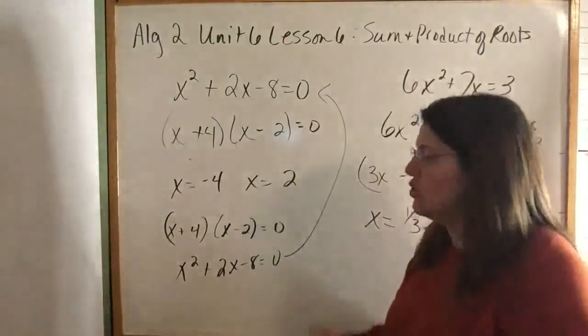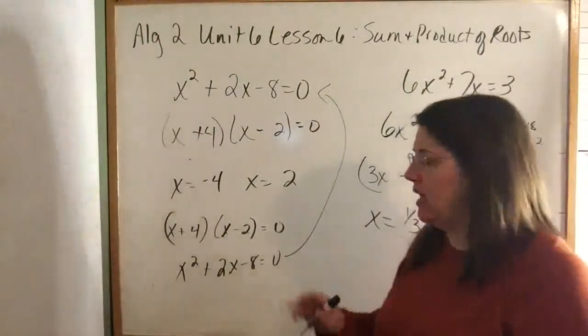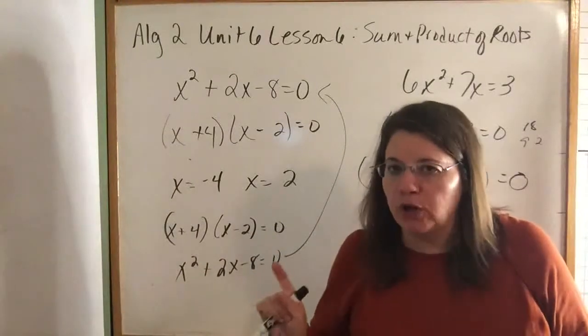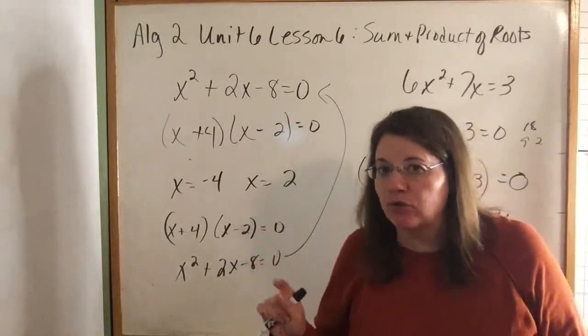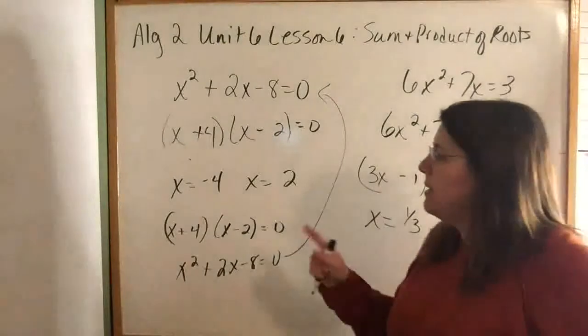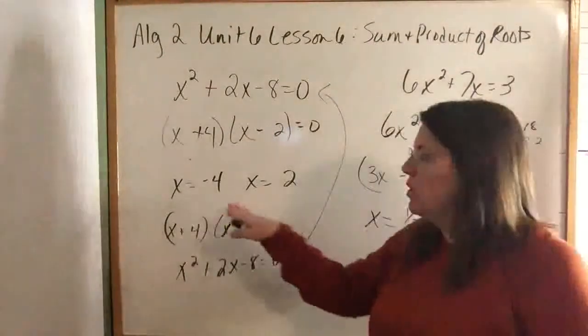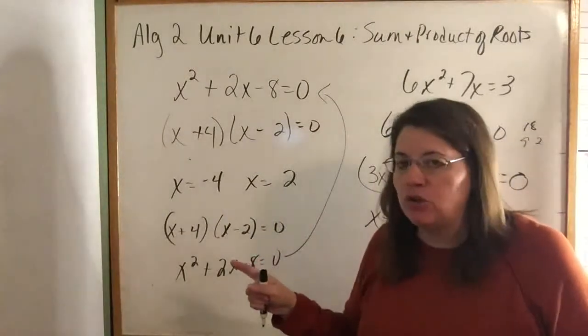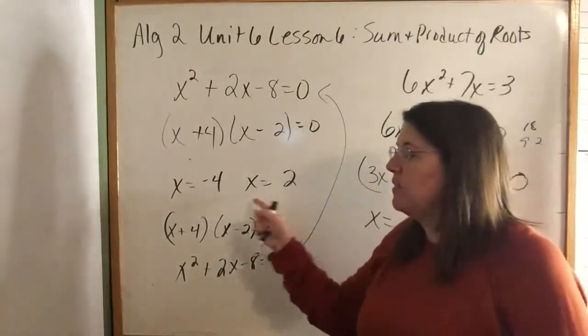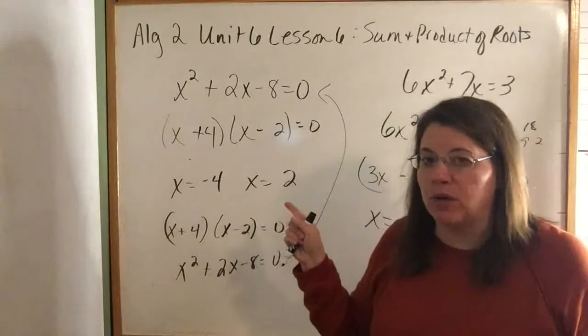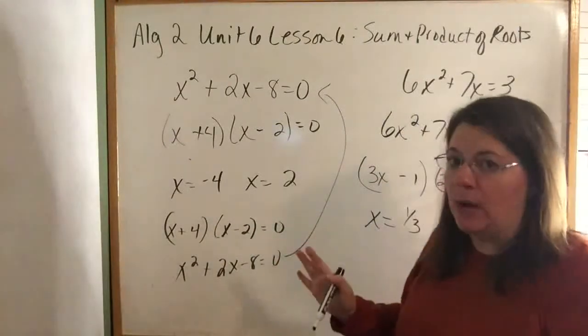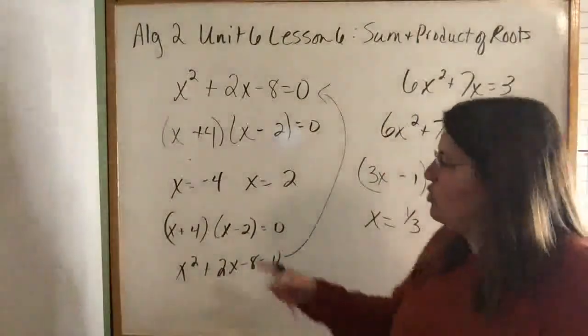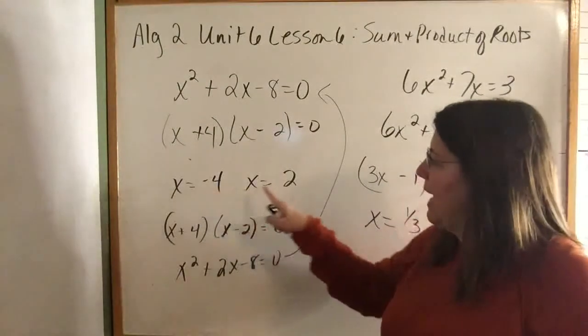But there's another relationship that is very important for you to see. It's a relationship that can be used for complex and irrational roots. That's why we want to learn it, because this method is real easy when you have real rational roots. But when you get into the irrational and the complex roots, this method is going to be very, very difficult to accomplish. So we need another way. If you look at these two roots, they are -4 and 2.